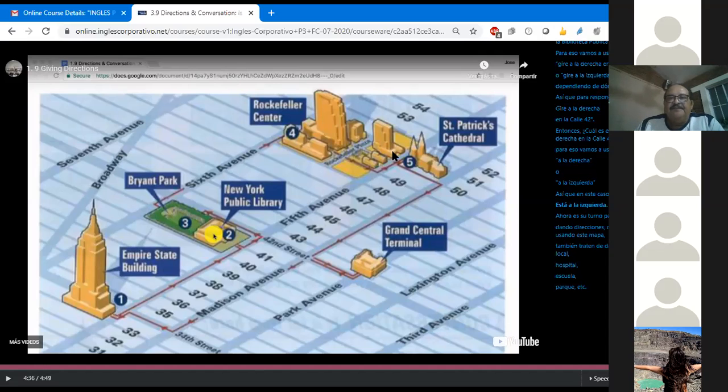Let's see one. For example, if we are in Santa Tecla, okay, and we go to Santa Ana, right? Then when we're coming down Los Chorros, where is Colón? On the right or on the left? ¿Quién conoce por acá?